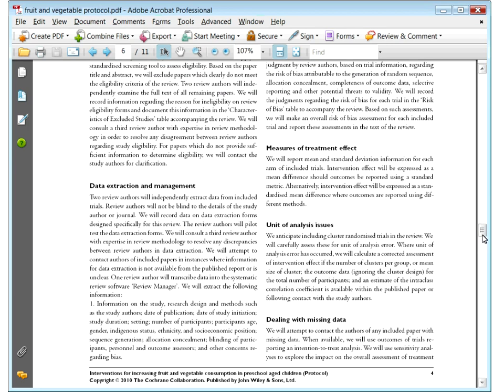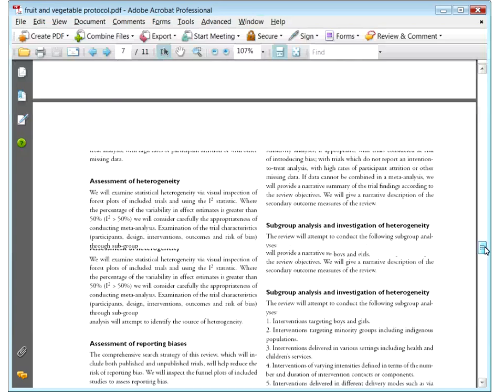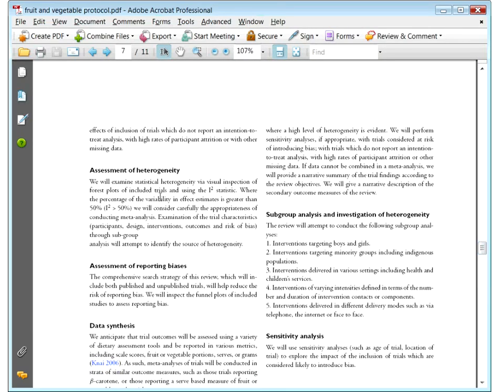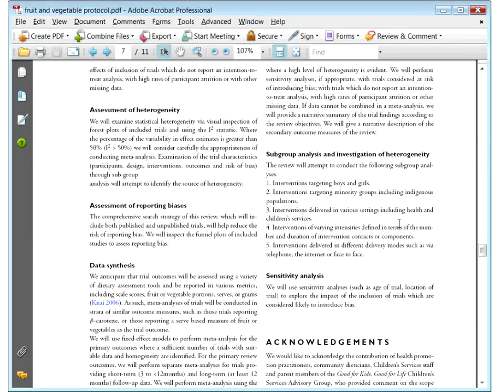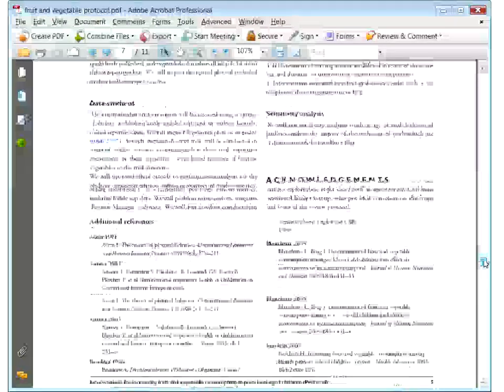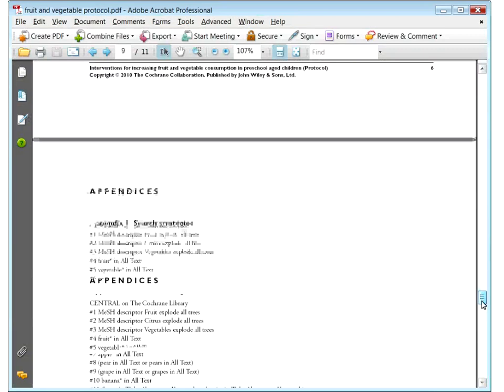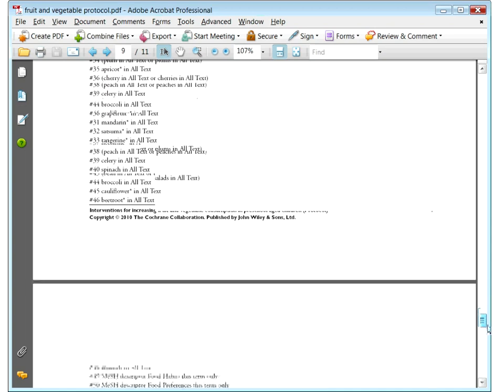Any other issues, so unit of analysis is something that some authors have to consider and determine how they're going to handle it. Missing data. Heterogeneity, and that's just looking at variation, how you're going to handle that. Reporting biases. Synthesizing the information, again, other items like subgroup analysis, sensitivity analysis. So all this is outlined. Any acknowledgments that need to be made, any references. I'll just scroll down, and then here's your search strategy. So yes, it's included in the protocol, explicitly outlined before it's actually run.